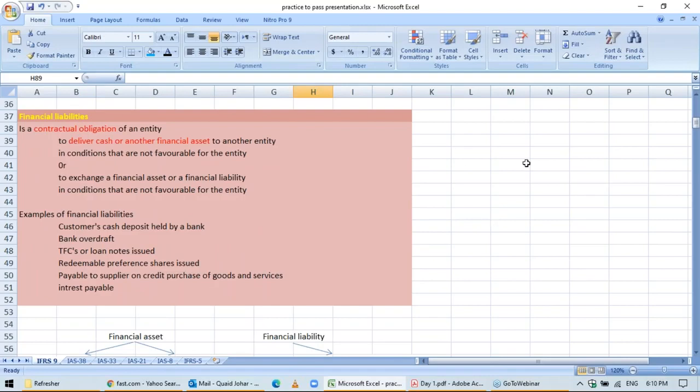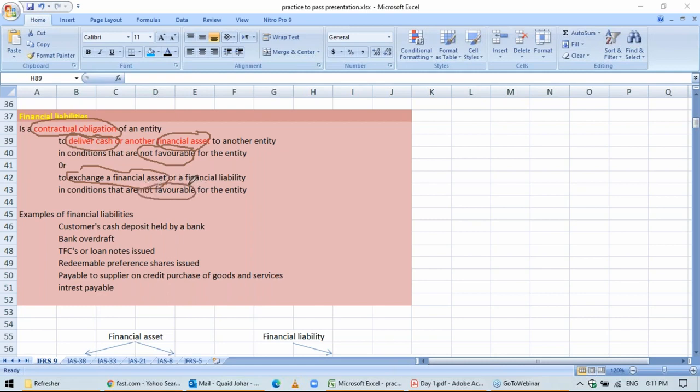Okay, so what is the financial liability? Financial liability is a contractual obligation to deliver cash or another financial asset to another entity. But the important thing is that the conditions are not favorable, like you are paying cash. So paying cash to another party is not favorable, right? And in the same way, exchanging a financial asset or a liability in conditions that are not favorable will be a financial liability.